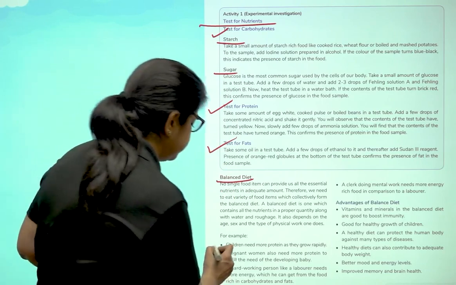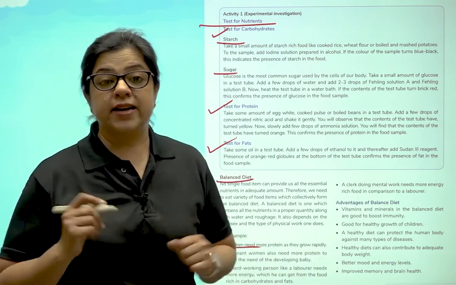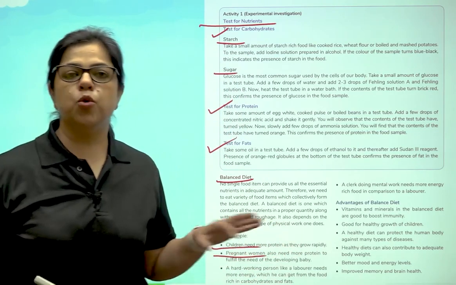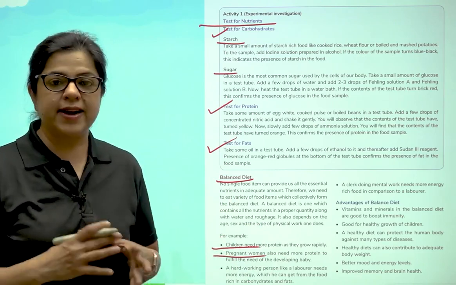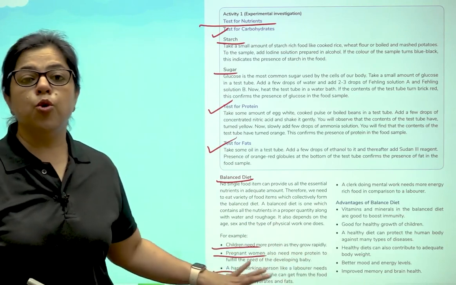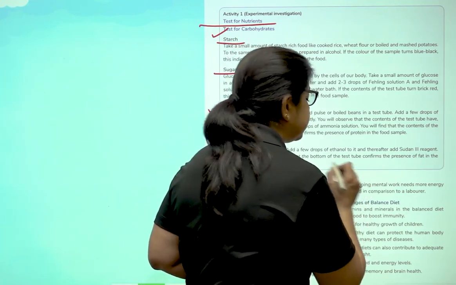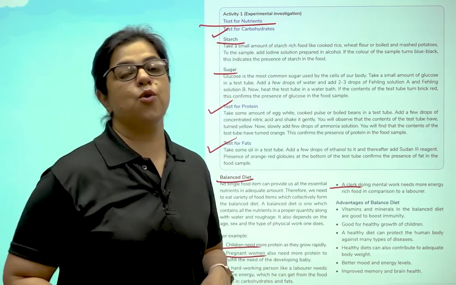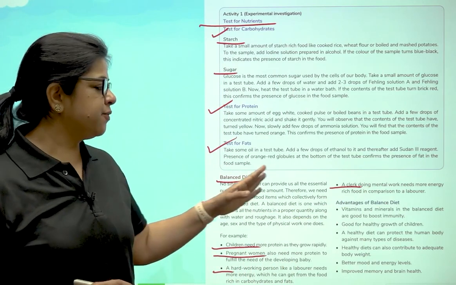So, for example, a child will need more proteins because the child is growing. A pregnant woman will also need more protein because the pregnant body is nourishing a child inside it. Then a laborer will need more amount of carbohydrates. And a clerk or a person doing a sitting job will need less of energy-rich foods like carbohydrates and fats.